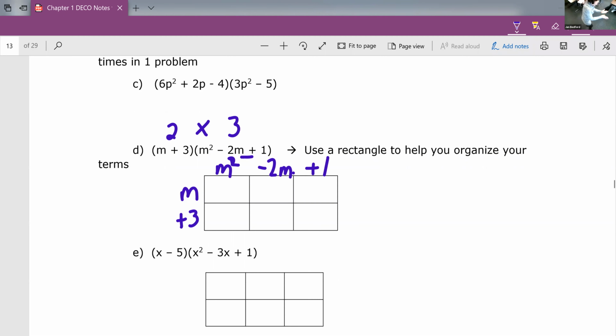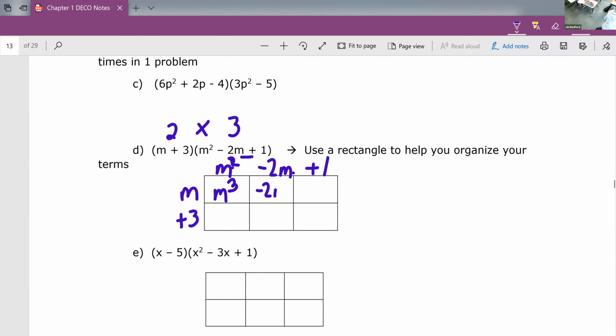So here's what happens. I am going to multiply this times this. First row, first column. And the answer goes in the box where they intersect, right there. So what would m times m squared be? M cubed. So m to the third power is what I get when I multiply row 1 times column 1. Now, I'm going to go to this box. That means I multiply m times negative 2m. What's that?